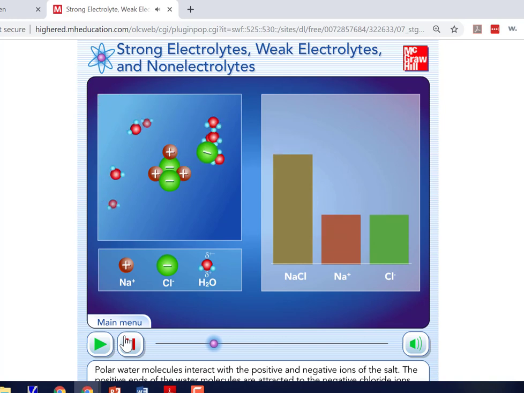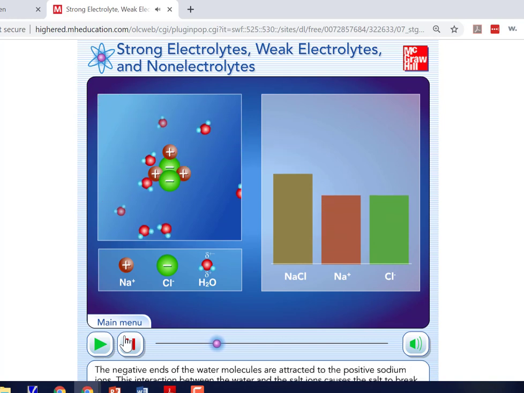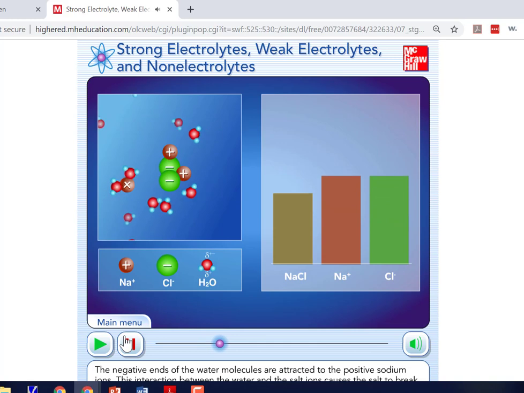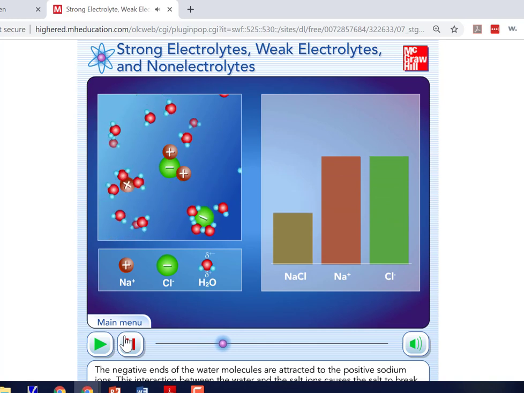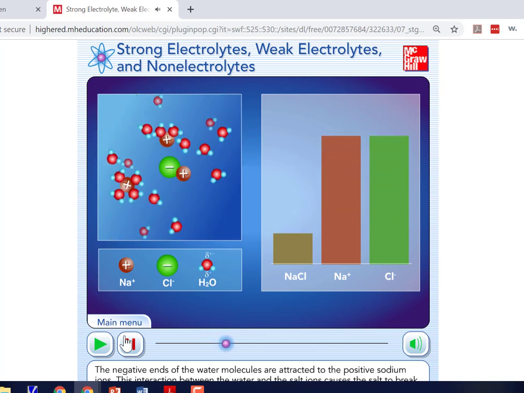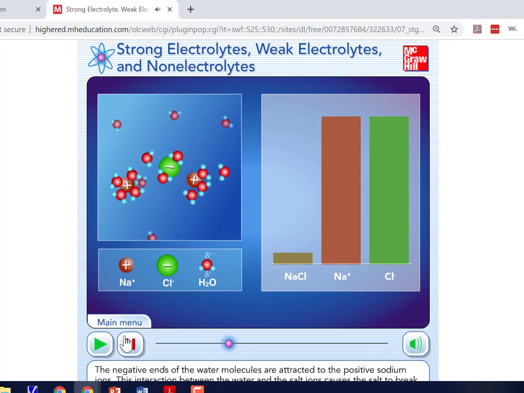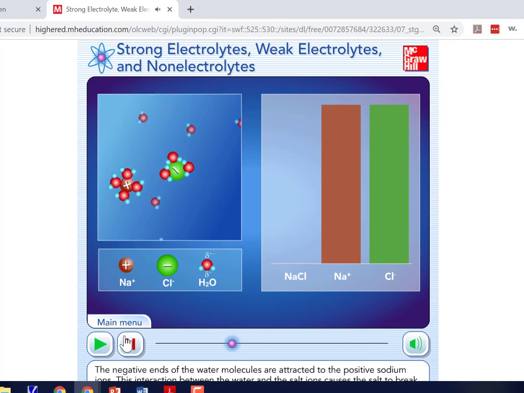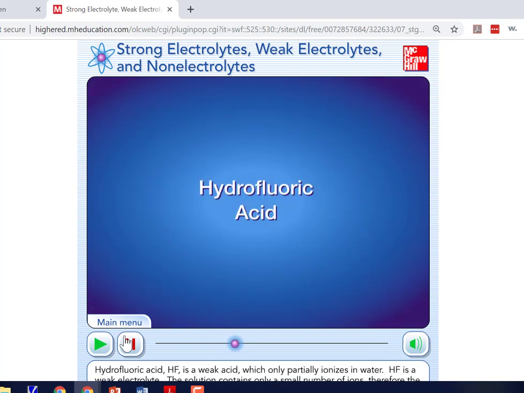The positive end of the water, the H's, hangs onto the negative piece. The negative part of water, the O's, hang on the positive piece. And it separates the positive and negative pieces so they can move by themselves. That's what conducts electricity. Okay?